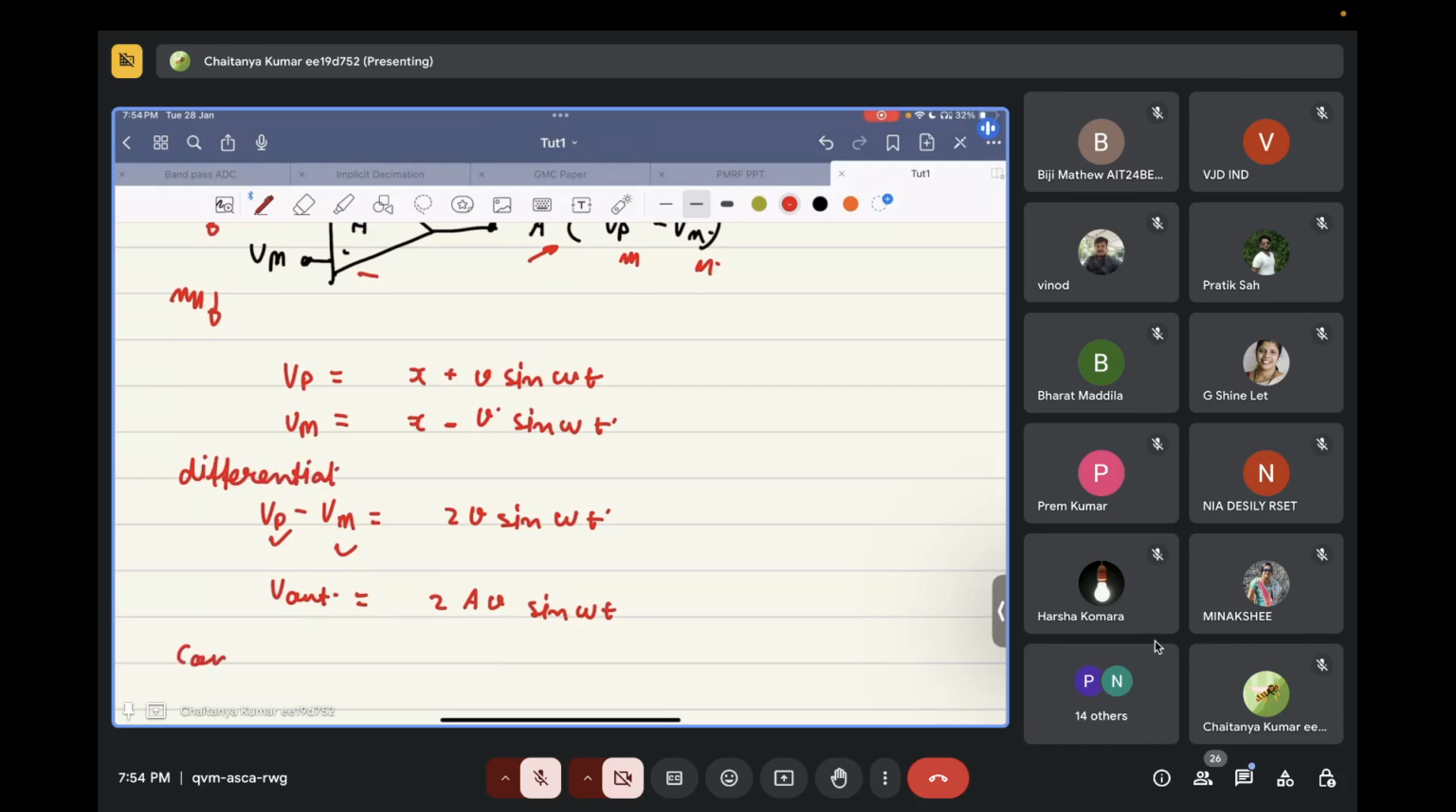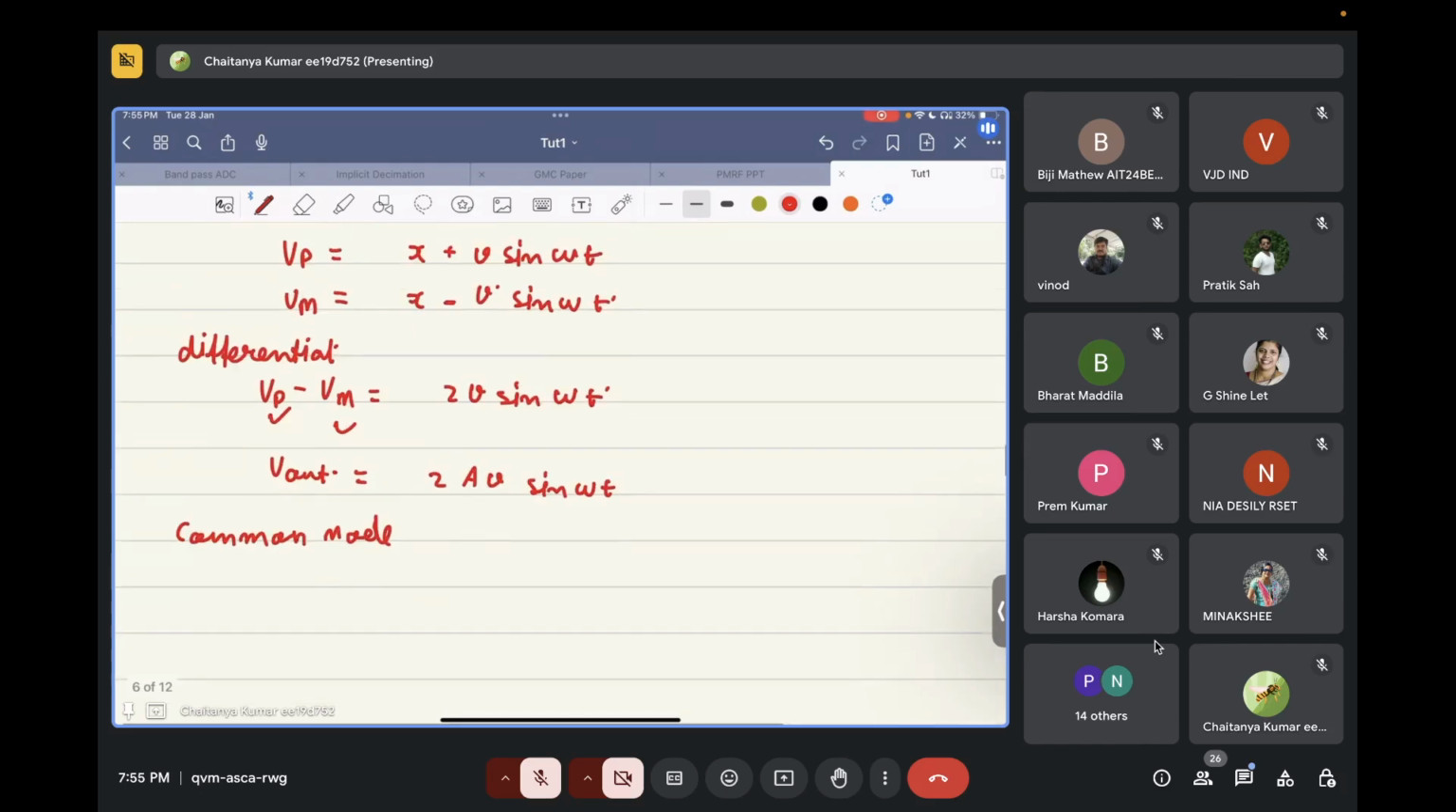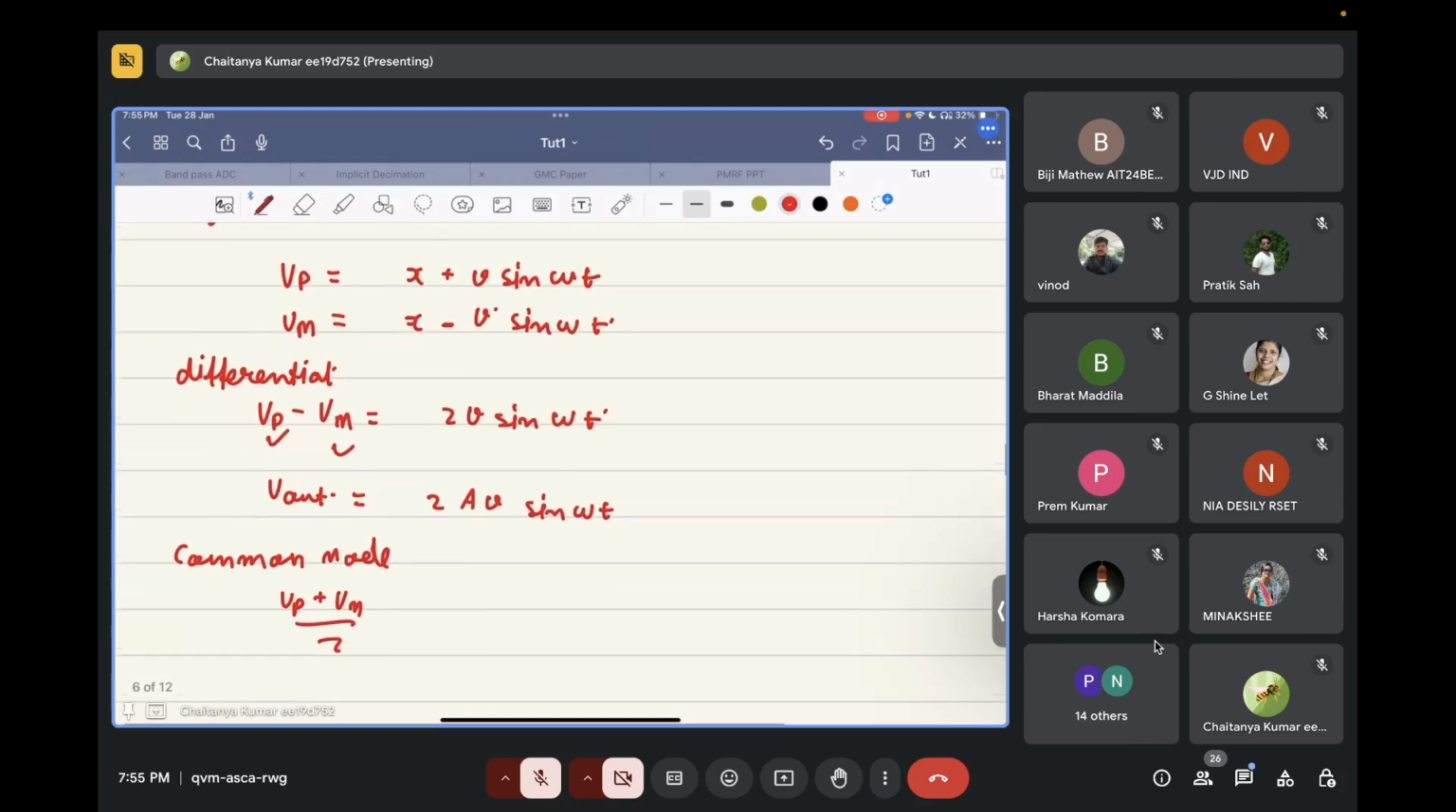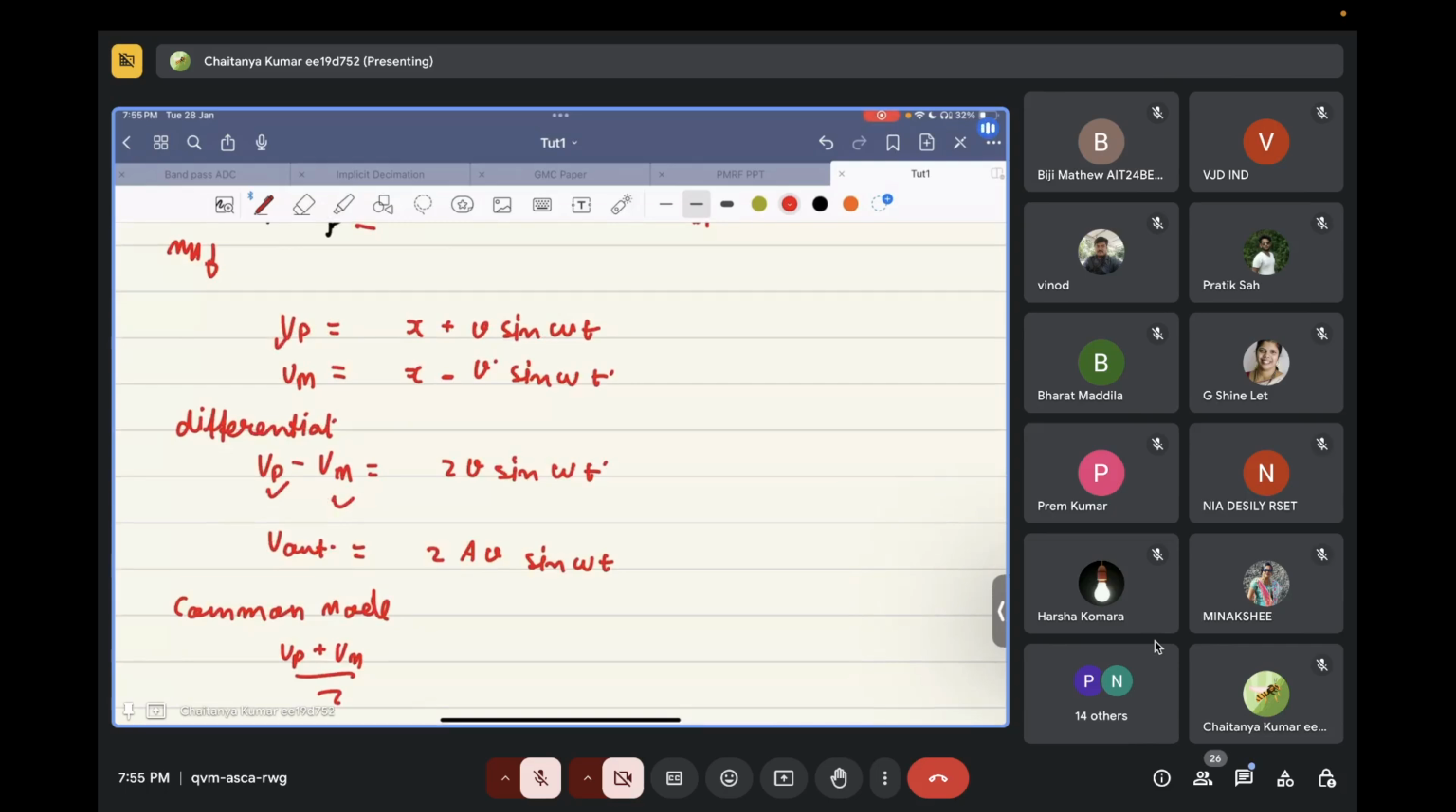So common mode signal will be the average of the two, Vp plus Vm by 2. What common mode means is the signal in both of them that is common to each other. Okay. So their average will be called the common mode signal. So that will be equal to X.